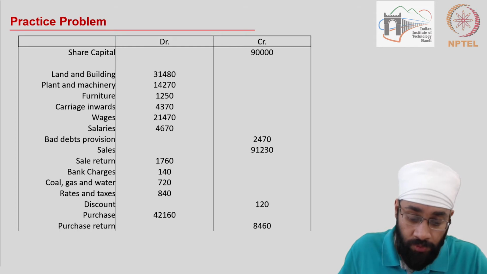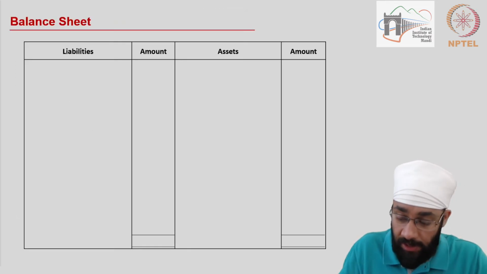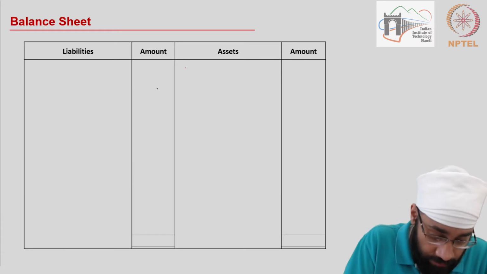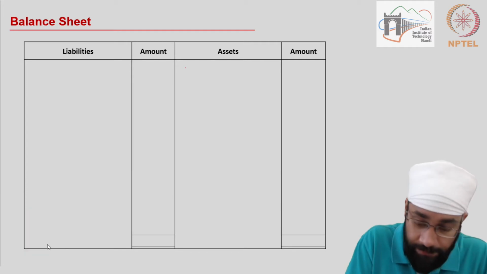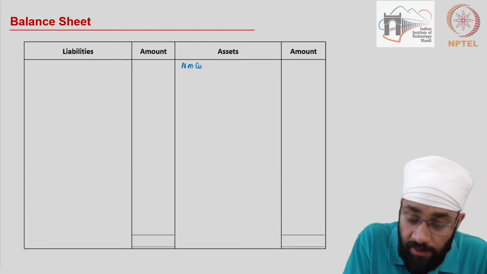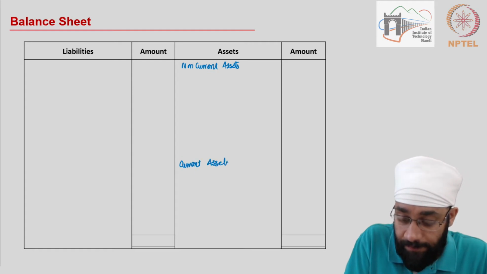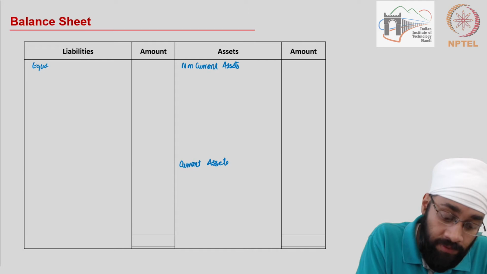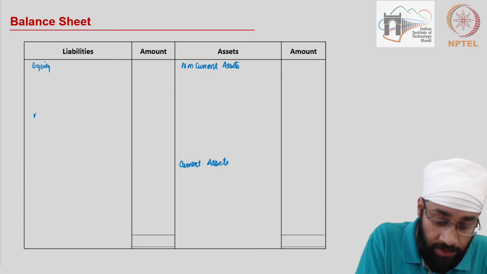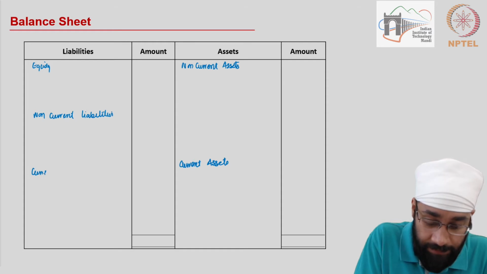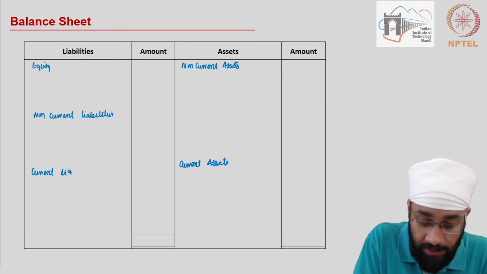I am going to go to the balance sheet here, and I'm going to write the names, the headings which are required. So maybe I'll take another color here, this one. So we have non-current assets and we have current assets. You have equity on the liability side. You have non-current liabilities and you have current liabilities. Standard format.